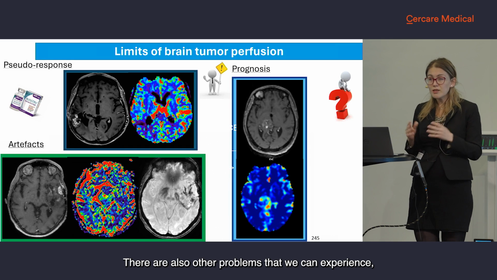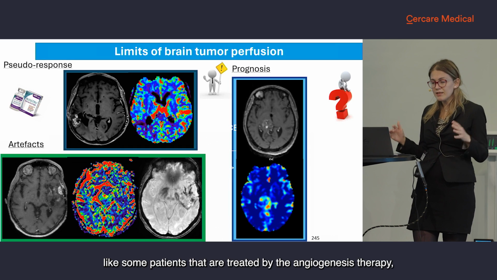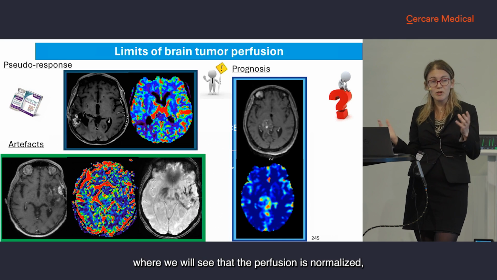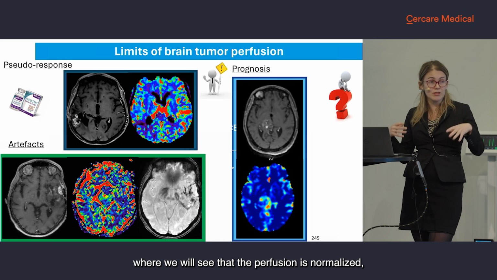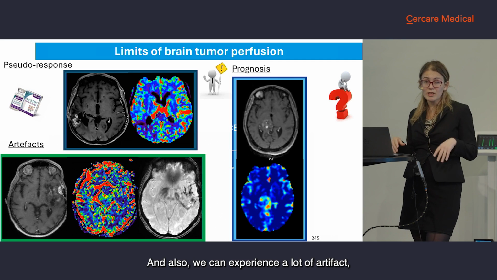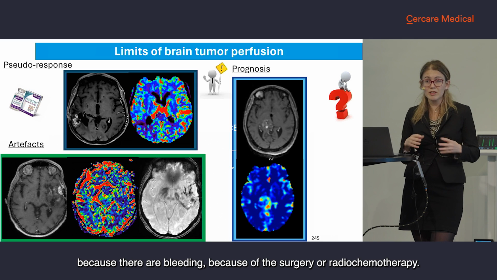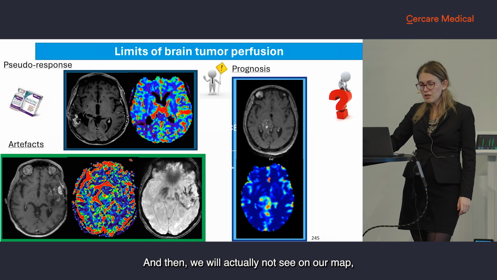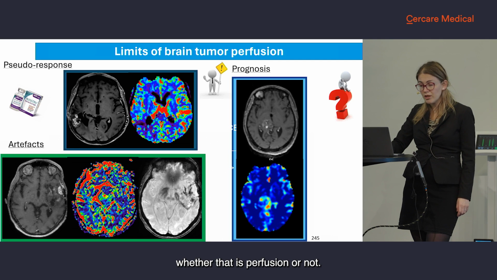There are also other problems we can experience, like patients treated with anti-angiogenic therapy, where we will have some pseudo-response: we will see that perfusion is normalizing when actually it is not. We can also experience a lot of artifacts because of bleeding, surgery, and radiochemotherapy, and then we will not be able to see on our map whether there is hyperperfusion or not.